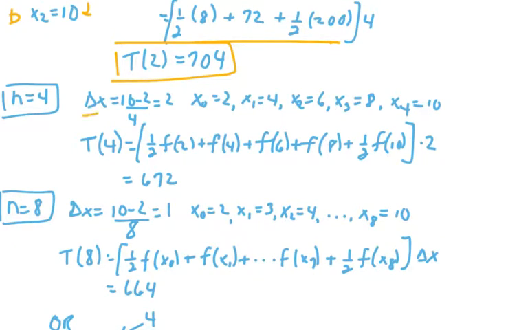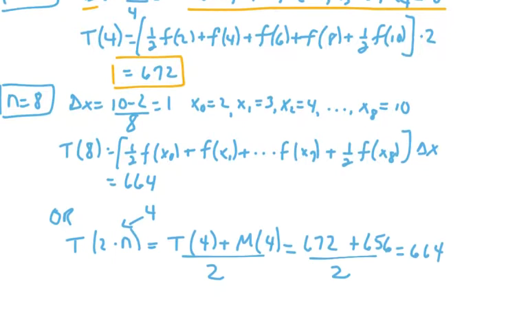Compute your delta x, find all your x sub k values, x of 1, 2, 3, and 4 in this case, because you've got 4 subintervals, and then plug into your trapezoid rule, and you get t of 4 equaling 672. And then n of 8, you go through the same process, delta x, right? You get the idea, hopefully. And t of 8 is equal to 664.